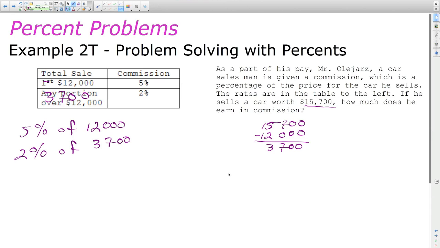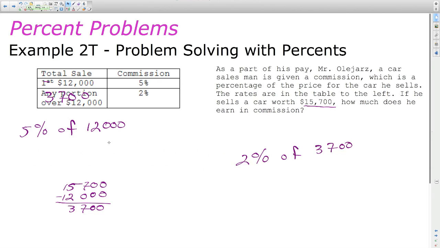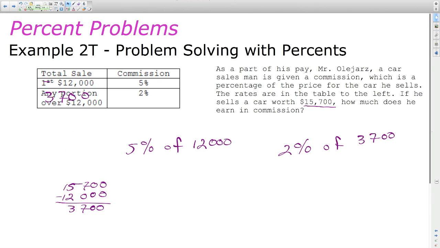So if we get into solving this problem, hopefully you understand that he's going to earn 5% for any car up to $12,000 and 2% on any portion over $12,000. So that breaks down into these two basic percent problems. So we need to set up and solve them now. I'm going to set up and solve one here, and one here.